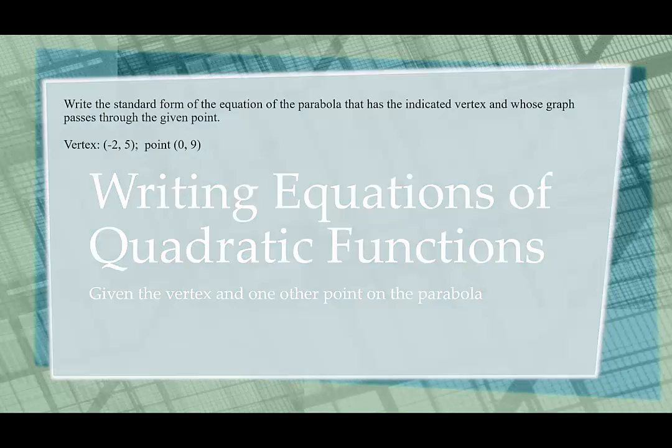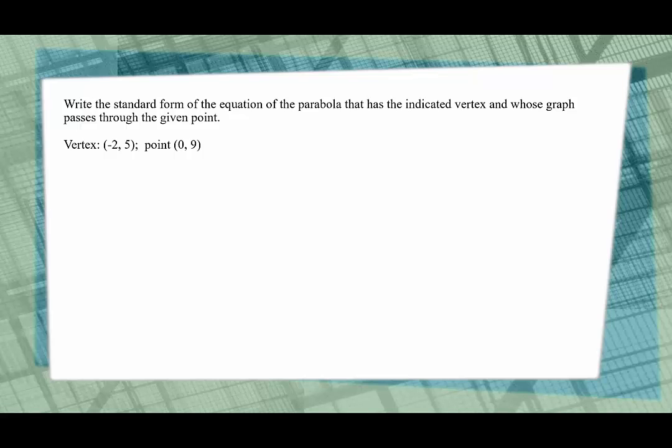So let's see what we have. In our first example, we want to write the standard form or vertex form of the equation of the parabola that has the indicated vertex and whose graph passes through the given point. So we know the vertex is (-2, 5), so this is my h and this is my k, and this is just some random other point on the graph that is going to play a huge role here. So just to review, we have f of x is equal to a times (x minus h) squared plus k.